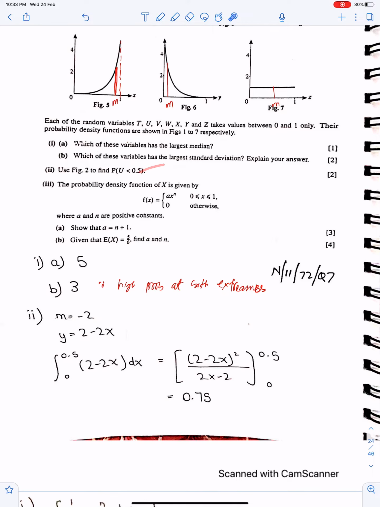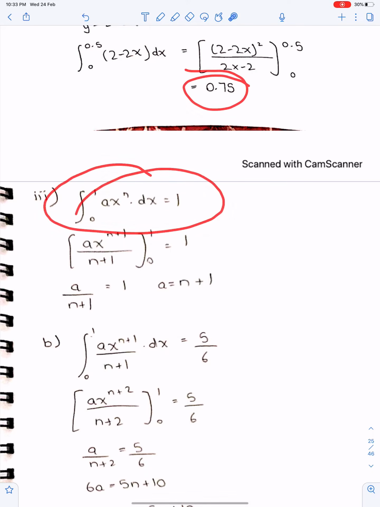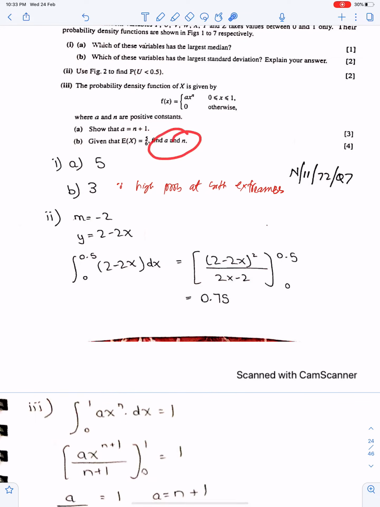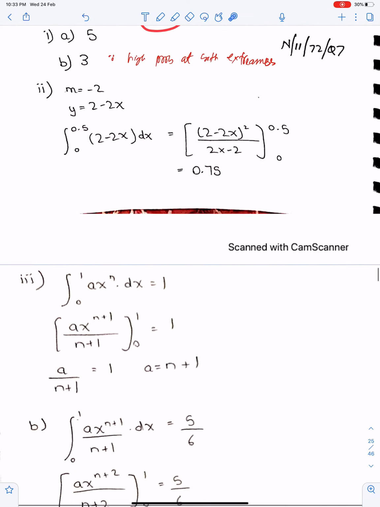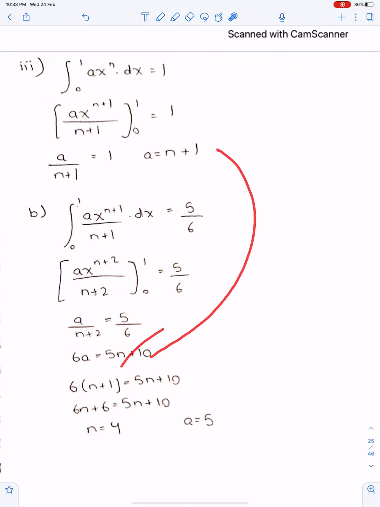Part 2 is simple. This is part 2, less than 0.5. Part A is again simple. Use all x and show this thing, and given E(X) is this, find a n. So first get E(X). So this is the E(X) formula, and by using this, you can easily get this thing. This is equation 1 and this is equation 2. By solving these two equations simultaneously, you can get the values of a and n.